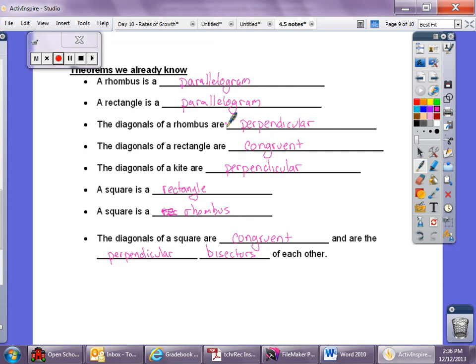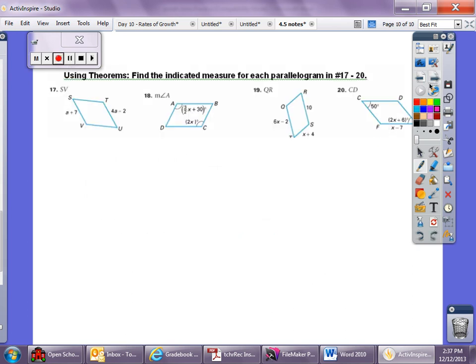So these are some of the theorems that we talked about back in Unit 3 that we just have to remember. And then there's 4 more questions, so just using these properties, trying to figure them out. And we will go over those last 4 questions in class tomorrow. Alright, and that is just 4.5, some proving quadrilateral properties.